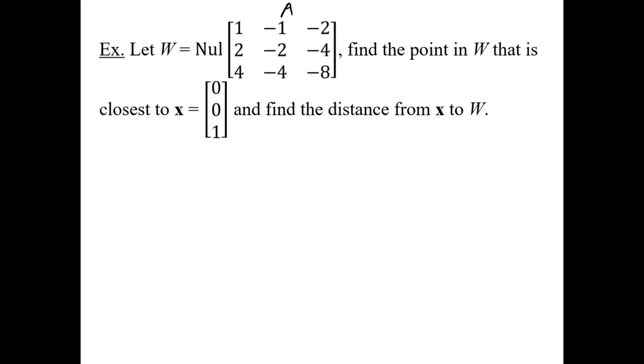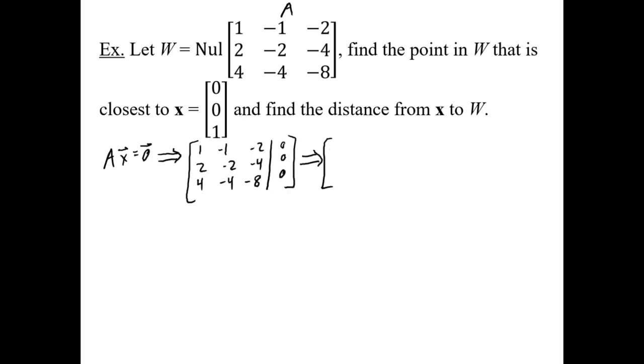Okay, well, let's just find the null space first. Let's just start with that. So I'm going to look at Ax equals 0. So augmented matrix 1, negative 1, negative 2, 2, negative 2, negative 4, 4, negative 4, negative 8, augmented with 0, 0, 0. If I do some row operations, the first row is fine, and the other two rows just become a bunch of zeros. So this tells me that x1 is equal to x2 plus 2x3. x2 is itself, and x3 is itself.